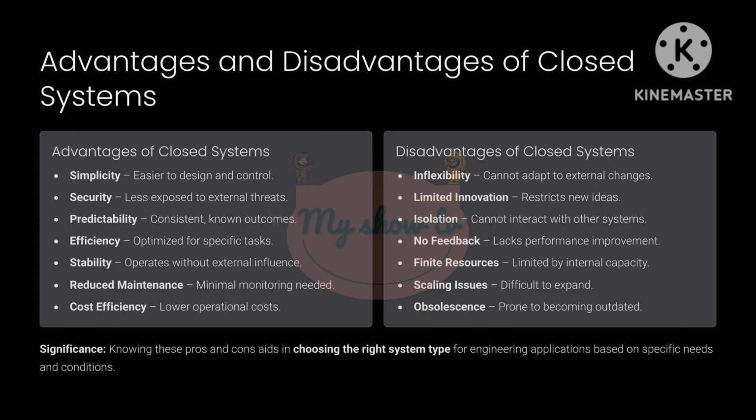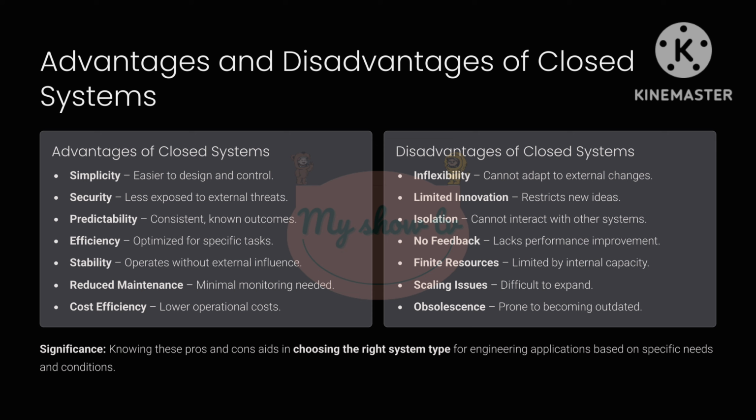Slide 6. Advantages and disadvantages of closed systems. Advantages of closed systems. Security. Closed systems are protected from external interference. Stability. They offer consistent performance over time. Simplicity. Easier to design due to limited variables. Efficiency. Operate with minimal resource use. Consistency. Deliver reliable outputs without external influence. Isolation. Immune to environmental disruptions. Reduced error. Fewer variables mean lower risk of malfunction.